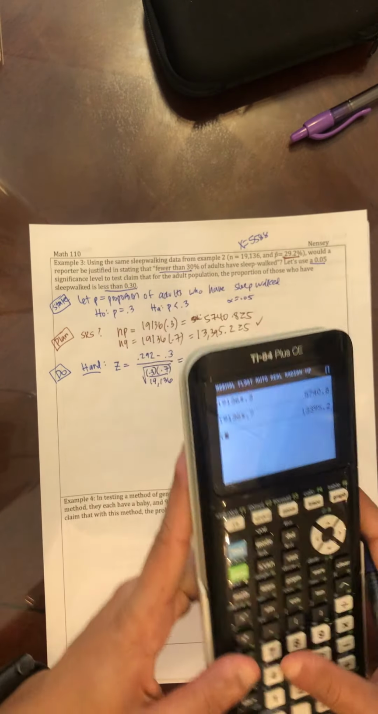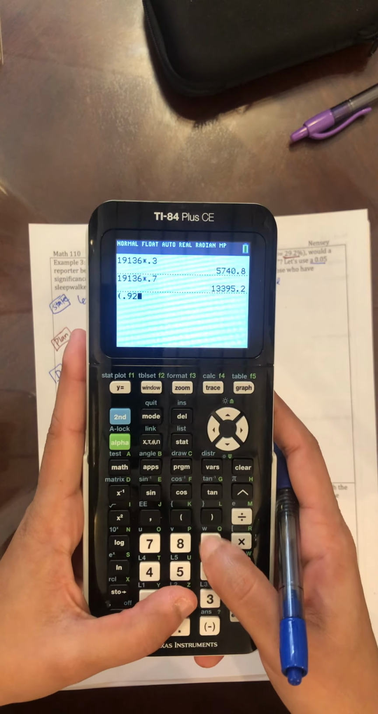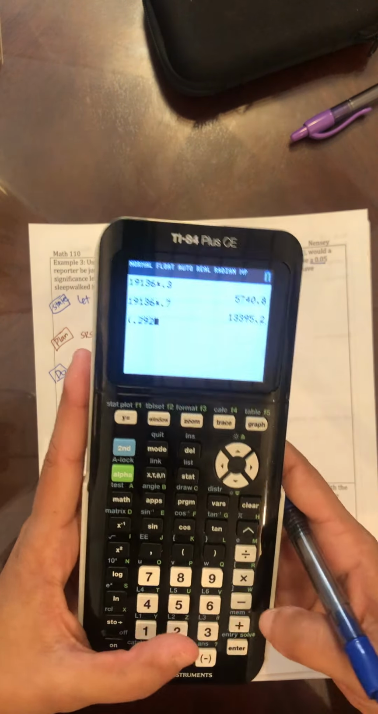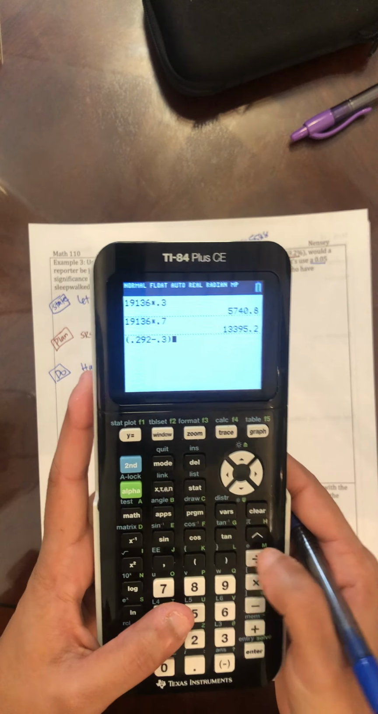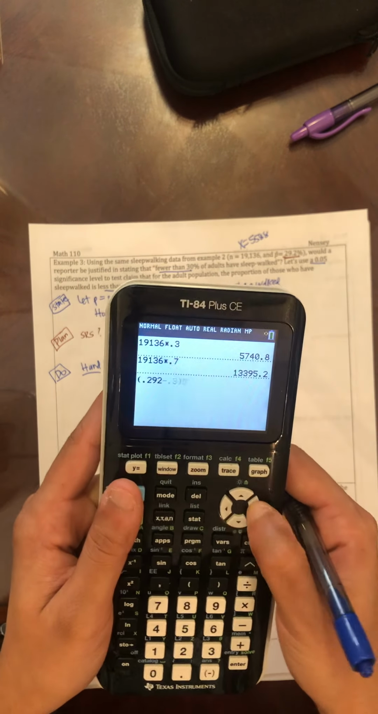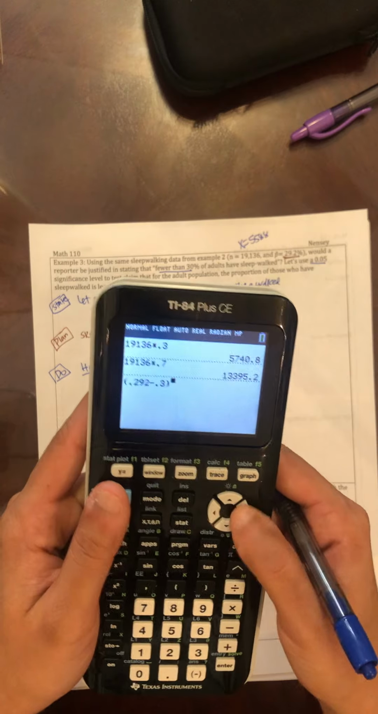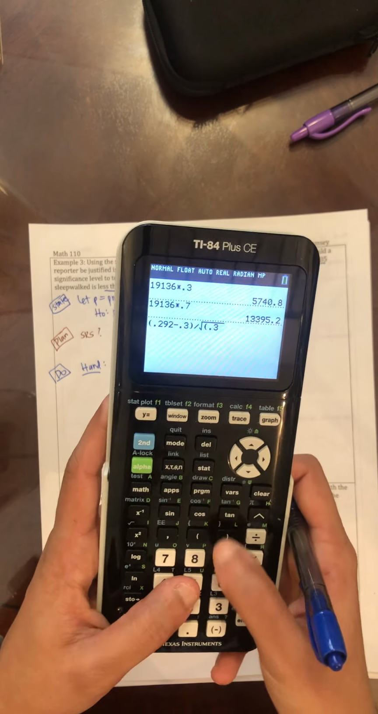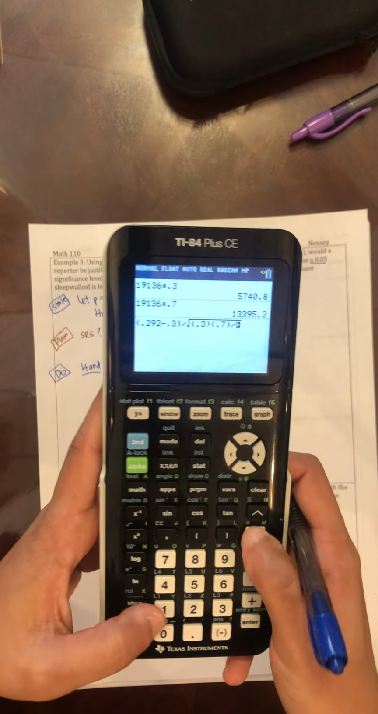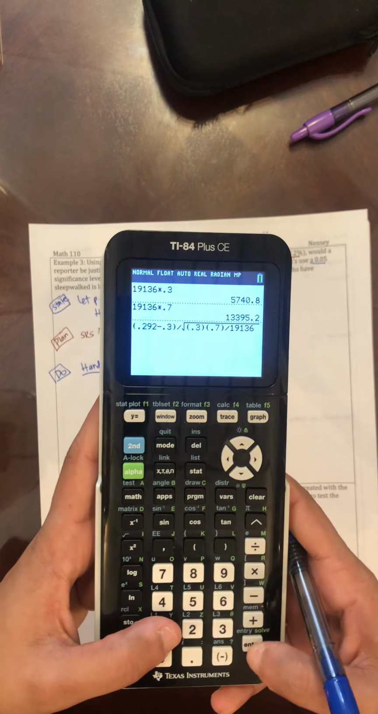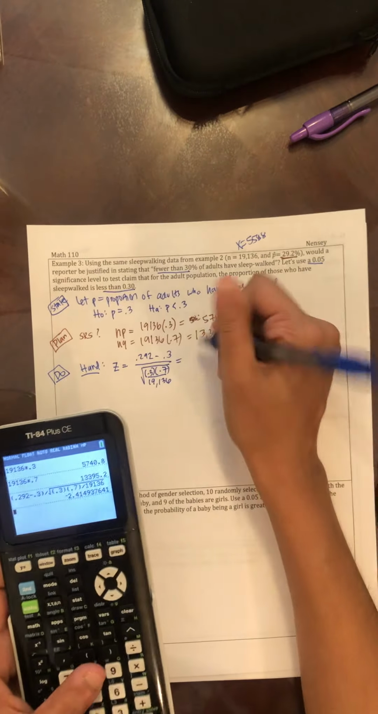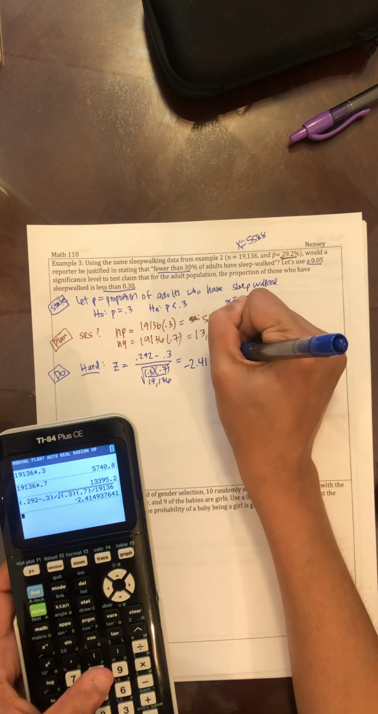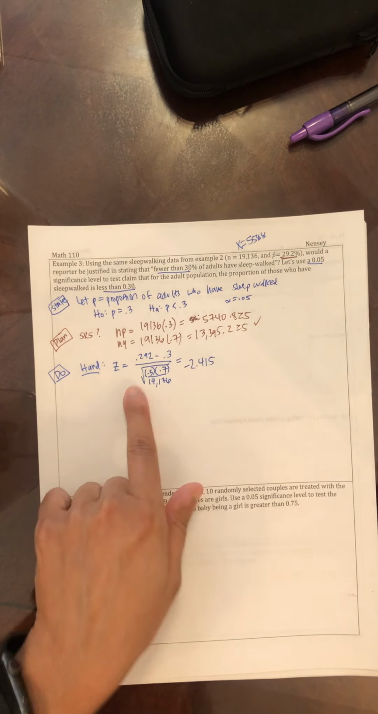I'm going to go ahead and use my calculator and see what I would get. So I'm going to do parentheses, 0.292 minus 0.3, divided by square root of parentheses 0.3 times 0.7 divided by 19,136. And I get negative 2.415. Okay, and that's your z-score.